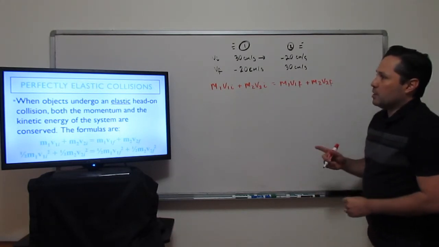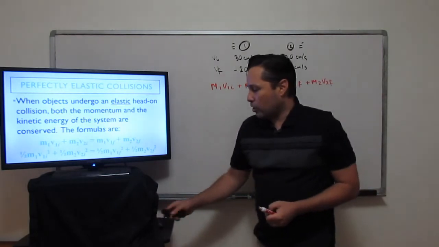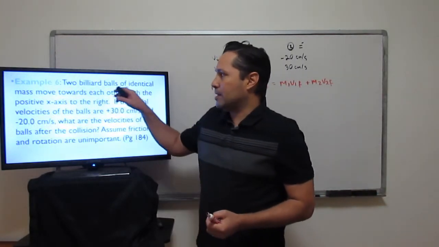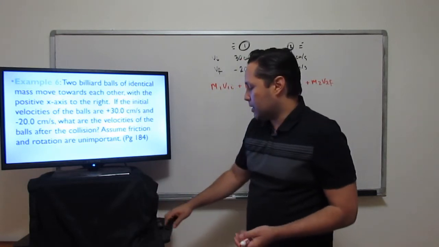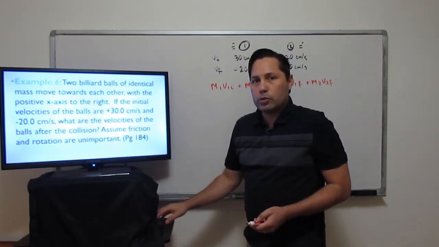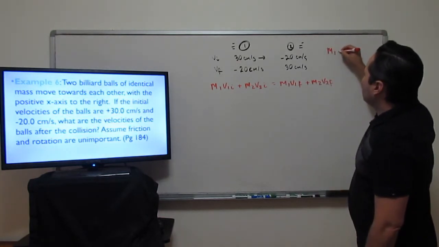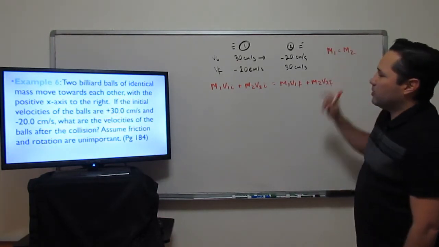One of the things they told us in the problem was that both balls are identical to each other. They're both billiard balls. They're identical in mass and they are identical in size as well. So we're going to use that to say the following: M1 is equal to M2, since they are identical to each other.